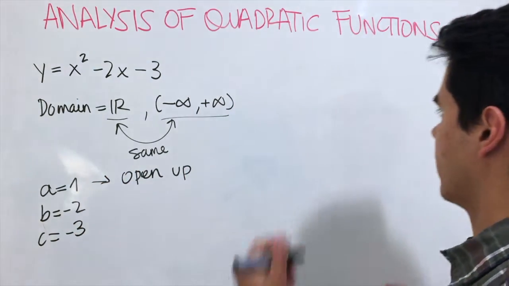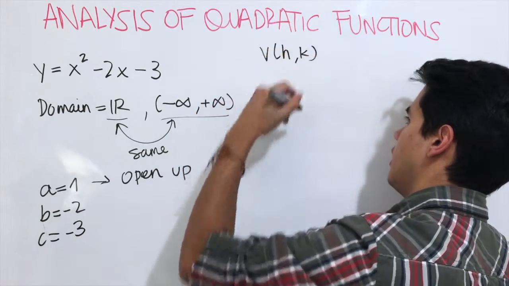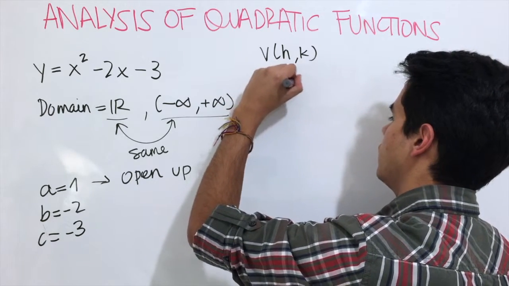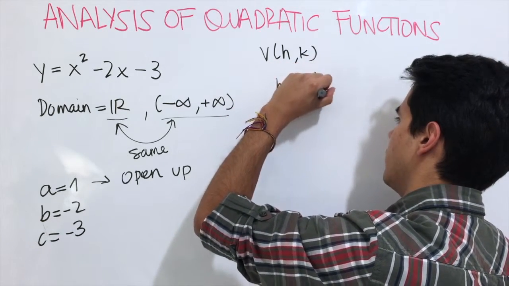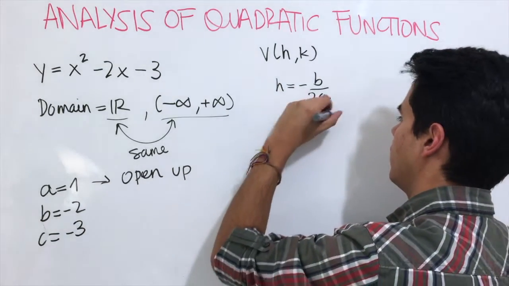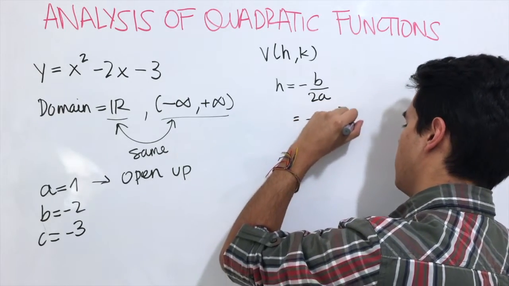Now let's find the vertex. So the vertex is a point (h, k). And if we want to find h, we know that h is equal to negative b over 2a. Now let's sub in the numbers that we get here. So negative negative 2 over 2 times 1.